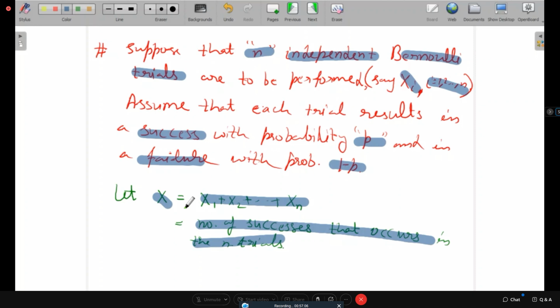Now it is important to identify the PMF. This will assume discrete values, so it is going to be a discrete random variable. Bernoulli is also a discrete random variable, and this X also identifies a discrete random variable, which will be named binomial. Why binomial? You will know, or you may already know why it is named binomial.